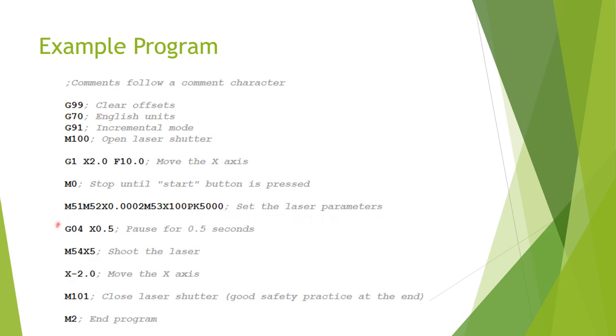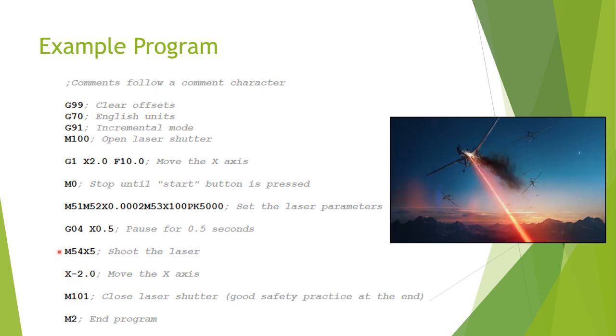The G04 that follows, as I said before, is a dwell or a pause. The 0.5 means it's going to pause for half a second before continuing. The X, if you're wondering, doesn't have anything to do with the X-axis. It just has to be there for the pause to work for whatever reason. After the pause is over, the M54 command will execute, which in this case will fire a group of 5 laser pulses because of the X5. Again, the X just has to be there.